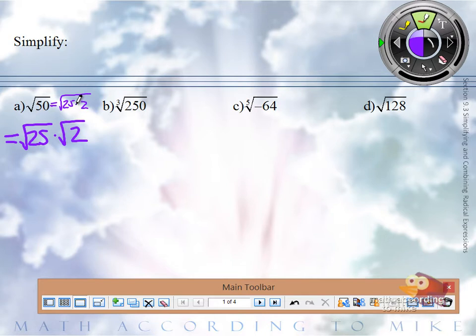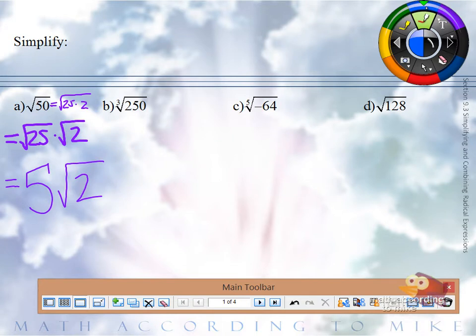What is the square root of 25? What is the square root of 2? Square root of 2, can't do anything with it. So the square root of 50 simplifies to 5 square roots of 2.